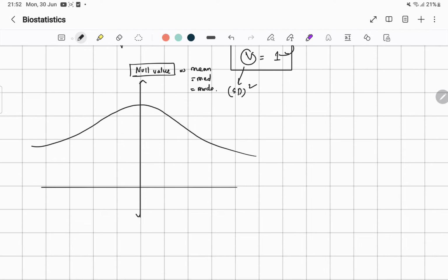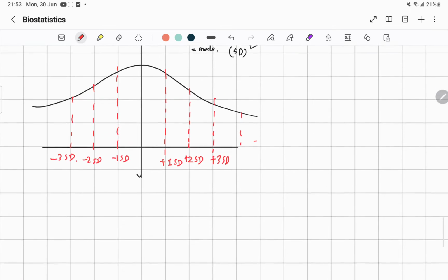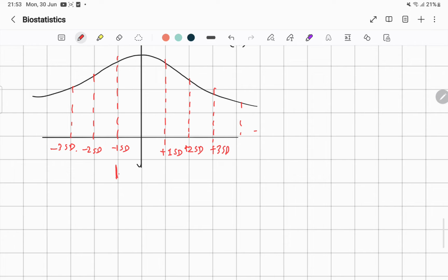Let's say we go one standard deviation far, plus 1 SD. We go 2 standard deviations, plus 2 SD. We go 3 standard deviations, plus 3 SD. We can go more. Here we come back, minus 1 SD, minus 2 SD, minus 3 SD. So remember, 68.2% of the population lies between plus 1 and minus 1.